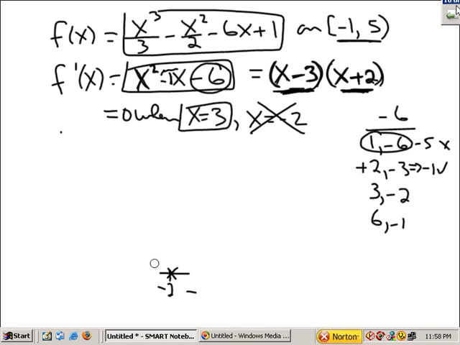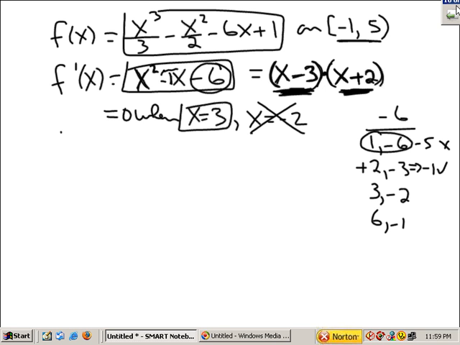Okay, so now what we're going to do is we're going to find, and the derivative is never undefined. Polynomials are always defined. No matter what number you plug in for x, you can take away 3. And you can always add 2. And then you can multiply those two values together.